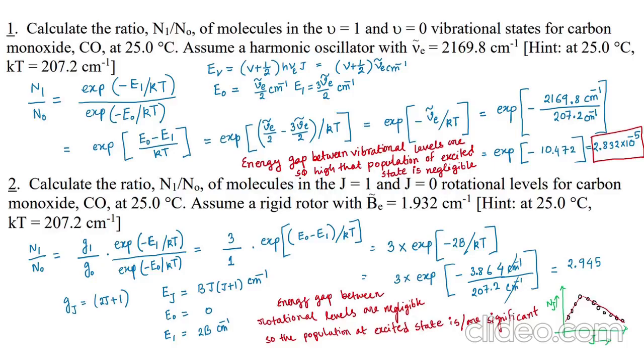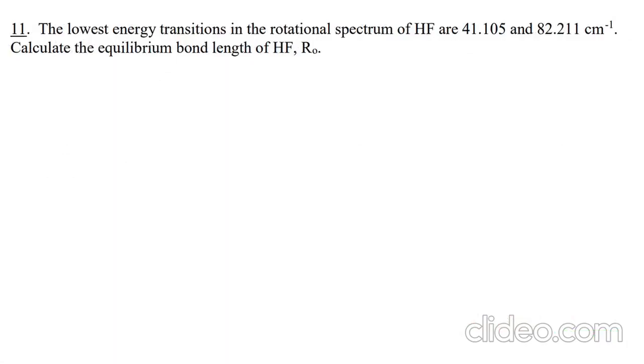Okay. Next question is: the lowest energy transitions in the rotational spectrum of HF are 41.105 and 82.211 centimeter inverse. Calculate the equilibrium bond length of HF, R0. So here we need to calculate the equilibrium bond length R0, and it is from the rotational spectrum. So you know which equation to use, right?